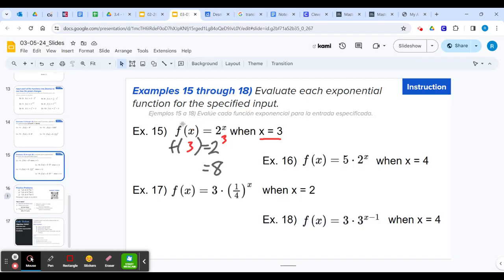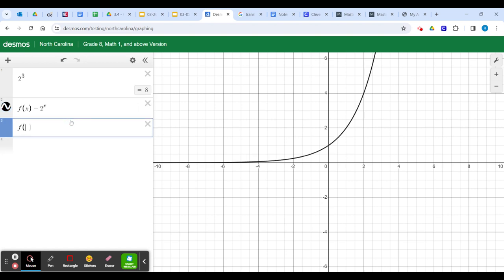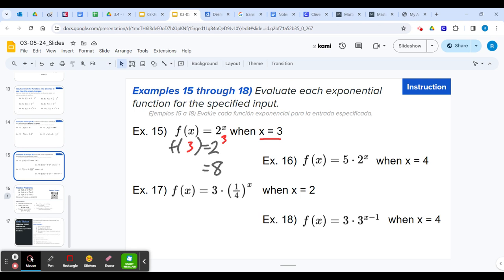And that other way we've learned before, if I type in my function f of x equals 2 to the x, and then use another line and type in f of 3, then this second line tells me what that value is as well. Okay, so there's 2 ways to do it. For the sake of today, it's probably easiest and quickest to do it like I did in row 1. But just remember that there's a couple ways we can use Desmos to help us evaluate.